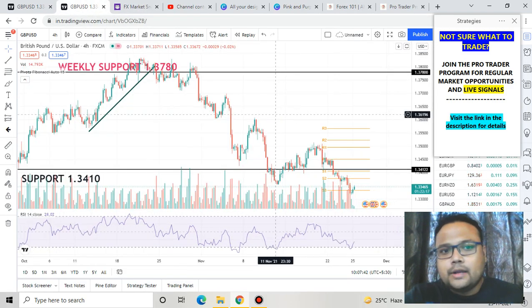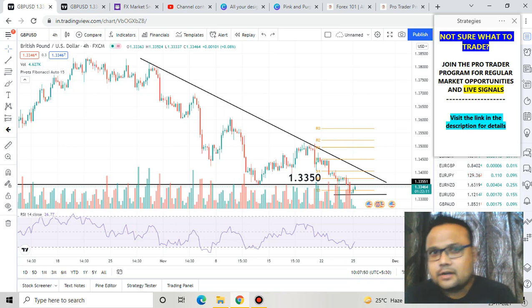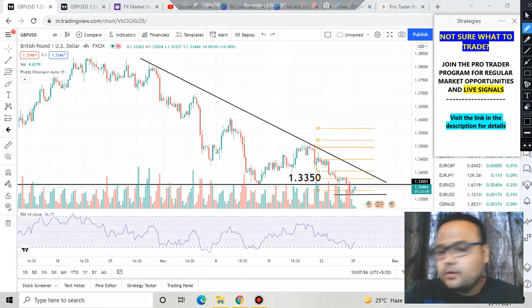If you look at the trend of the GBP USD, you can clearly see that this market is in a downtrend. So taking a buy position was a very risky call. From next time onwards, don't do that. So what should we be doing here?